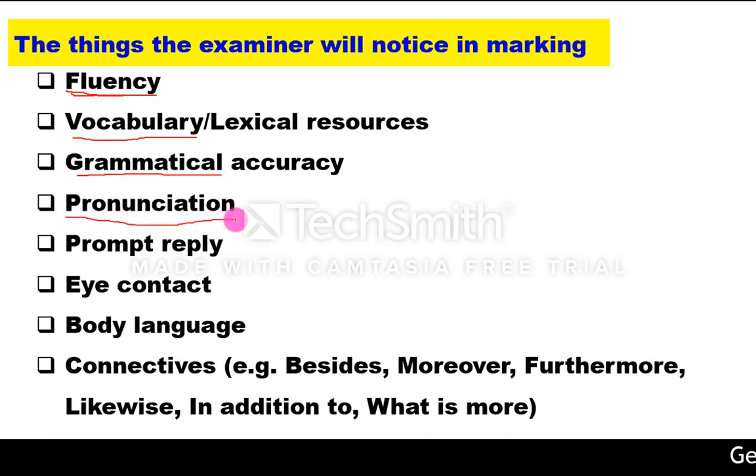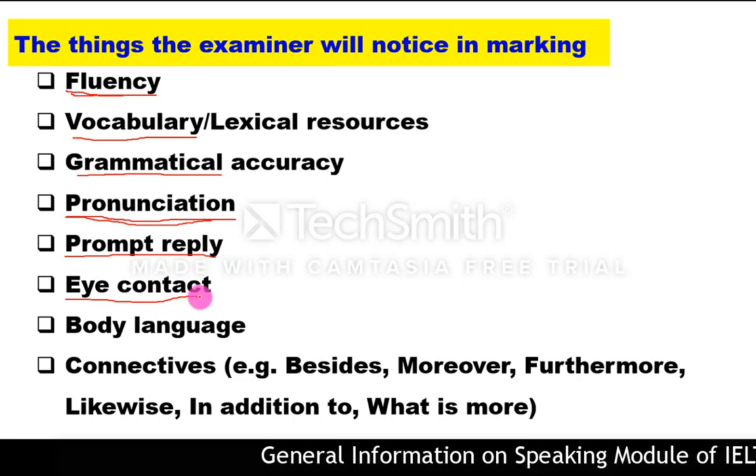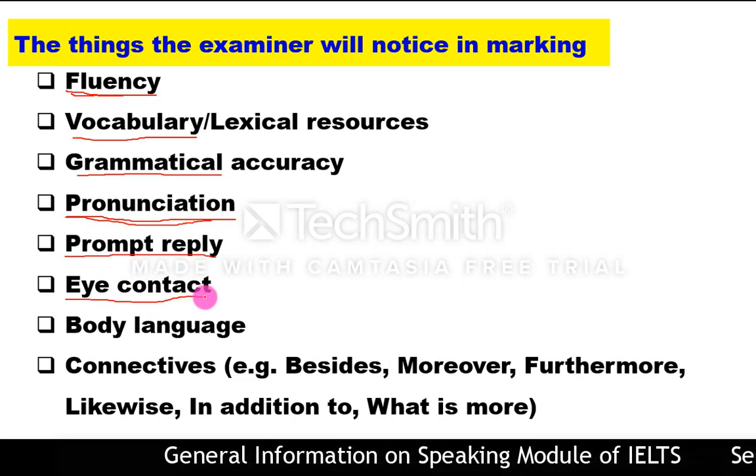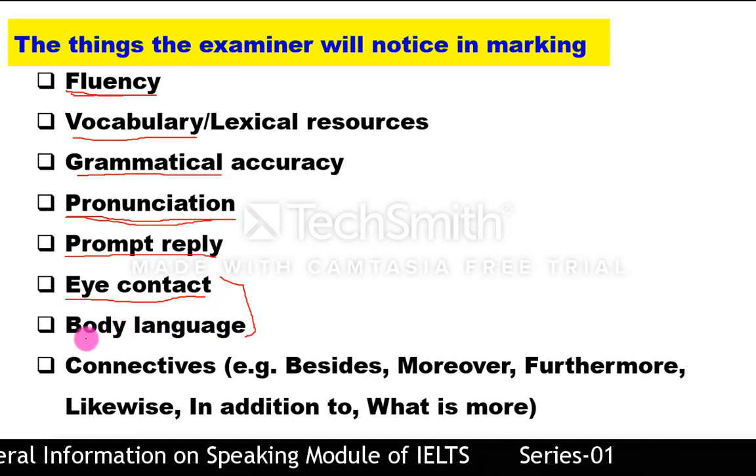Pronunciation also should be good enough to have a good band score in the speaking module. Prompt reply. Your reply should be prompt. Don't take a long time to answer. Eye contact. You should have natural body language, and eye contact should be natural.